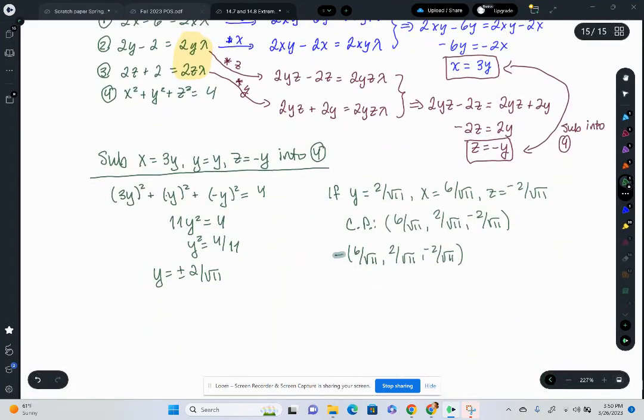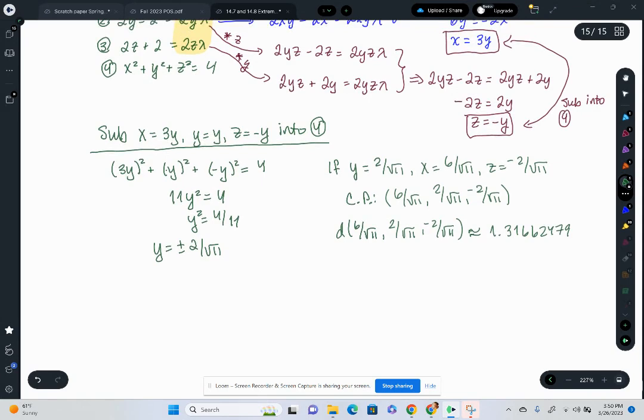So I'm going to change that to d of, so this is going to be the distance between the point we were given and this point, and just trust me on this one, it's actually approximately 1.31662479. That's what my calculator gave me.